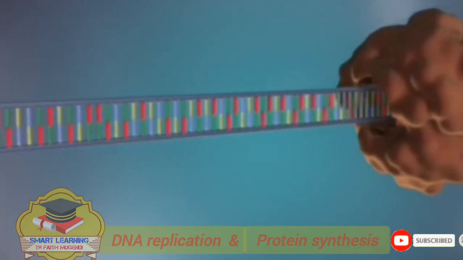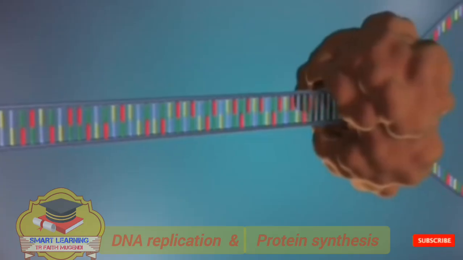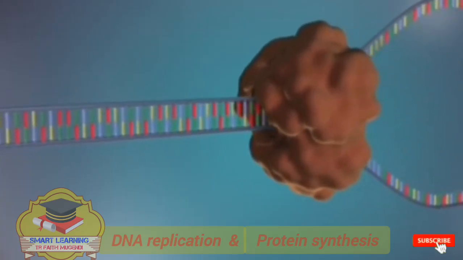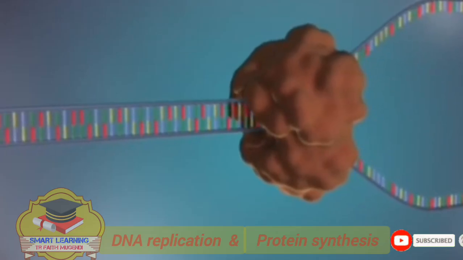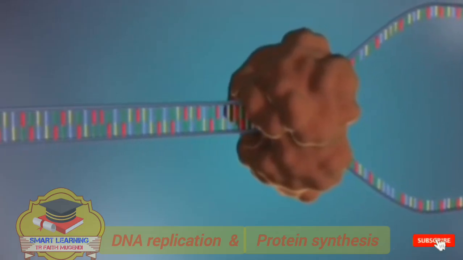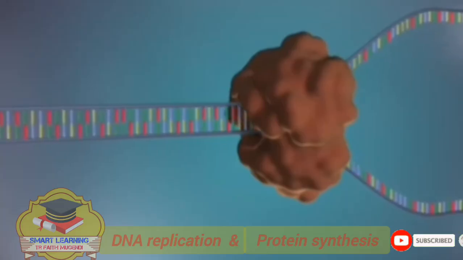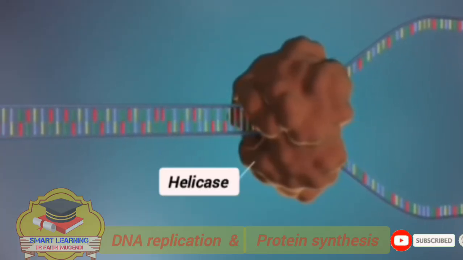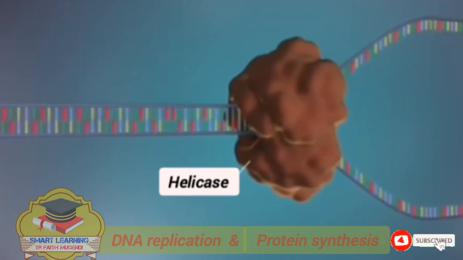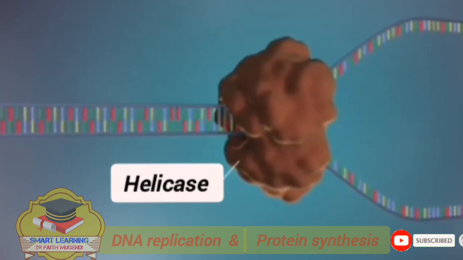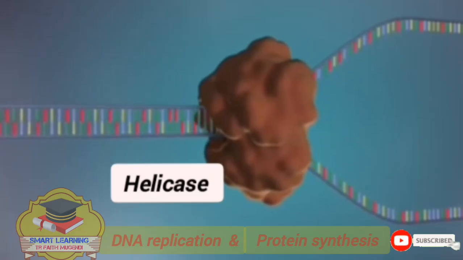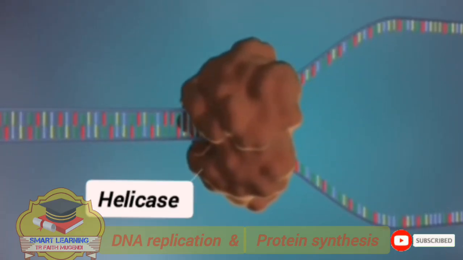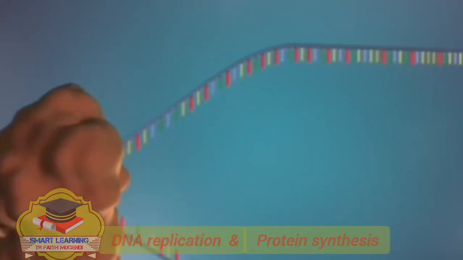That is like undoing a zipper. This is made possible because of the presence of weak bonds that link the bases of the two strands. This process is under the action of replicating enzymes known as helicase and results in the formation of a replication fork. The separated strands now act as a template for the formation of a new strand.